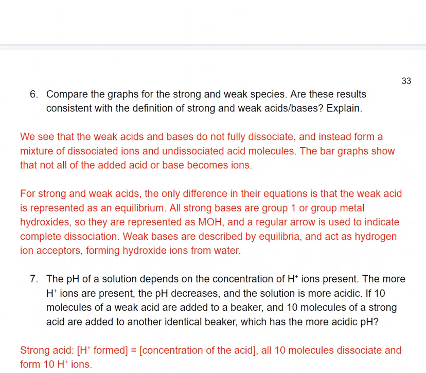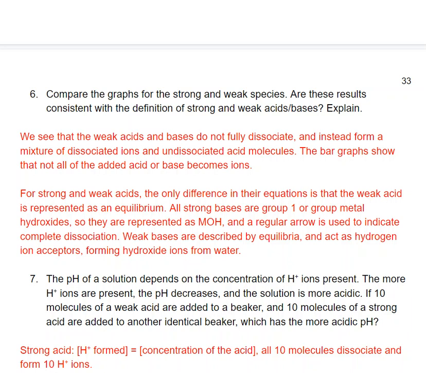So we see that acids that are weak or bases that are weak do not fully dissociate and instead form a mixture of dissociated ions and undissociated acid molecules. So the bar graphs show that not all of the added acid or base actually becomes ions and breaks apart.